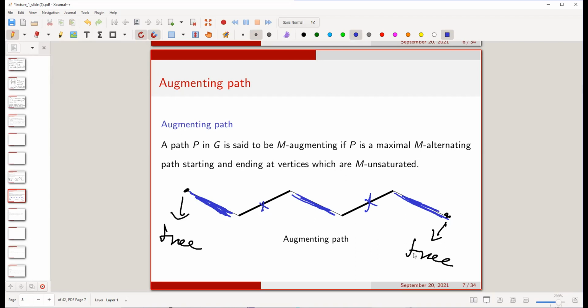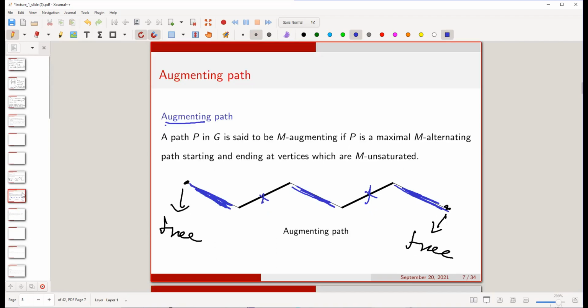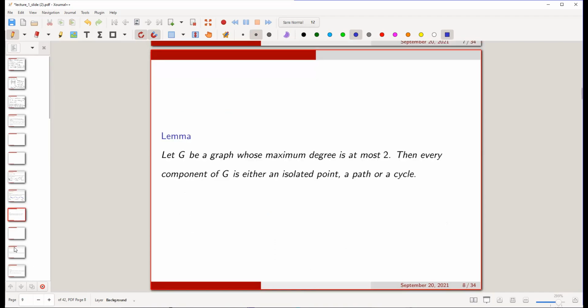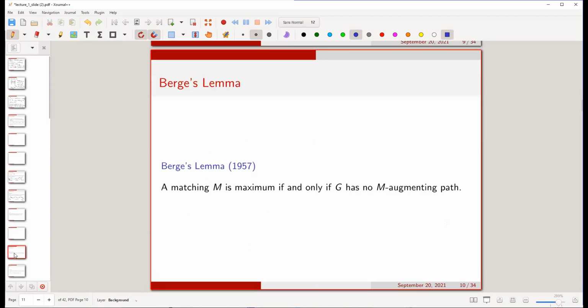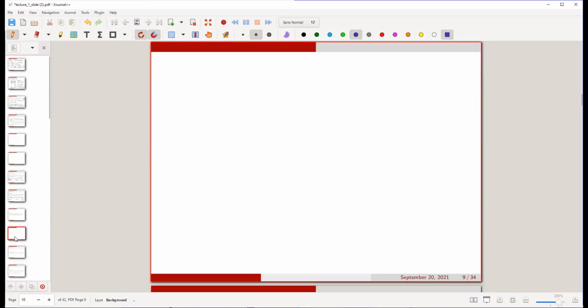So the augmenting path is basically used to find a maximum matching. So we can use this augmenting path to find a maximum matching. Okay, so till now we have seen that we can use this augmenting path to find a maximum matching.